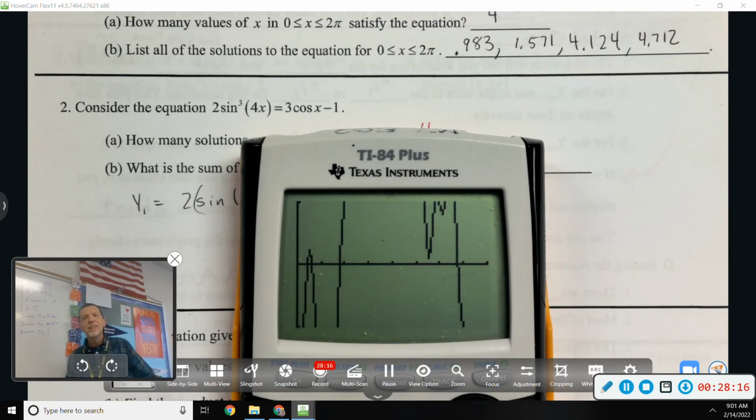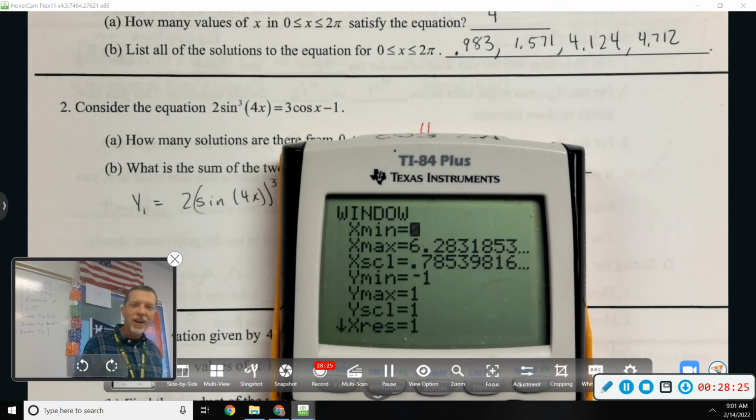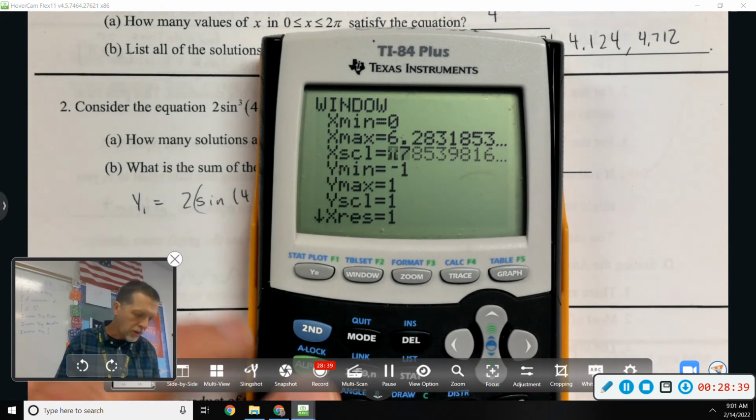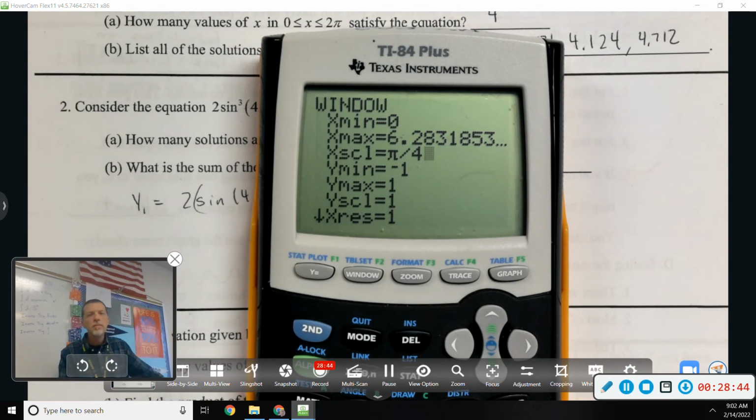Olivia? How do you know how far to go to look for how many solutions are within 2 pi if you can't enter 2 pi as the x max? Oh, you can enter 2 pi as the x max. Like that doesn't look like 2 pi, but you can still type 2 pi, and then it changes it to 6.28 whatever. So you can type 2 pi in for x max. And x scale, you can put in pi over 4, and it'll change it to whatever pi over 4 is, or whatever decimal approximation it wants to use.